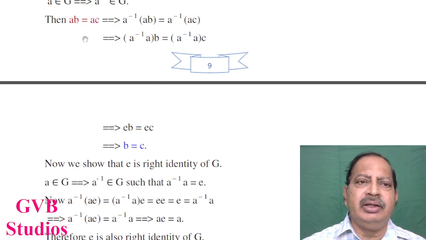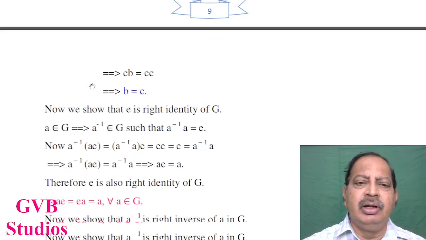Here we have taken ab = ac and we have arrived at b = c. That means the left side a is cancelled. So the left cancellation law holds good in the semigroup G.